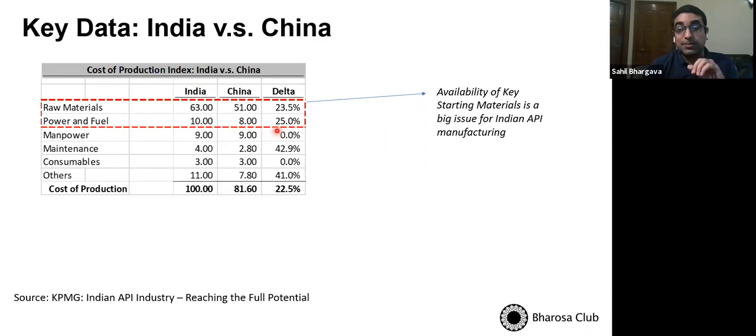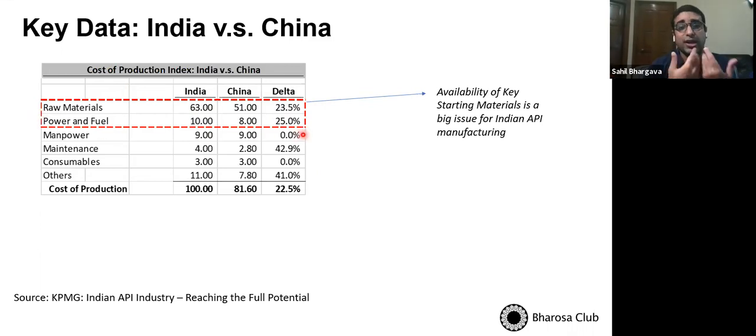But you see the big deltas are around raw materials. Again, China has these and is producing them themselves. India is forced to buy these secondhand. So there's a big difference in the cost of producing and using these raw materials. Second is, if we look at the power and fuel, again, that's an infrastructure cost.